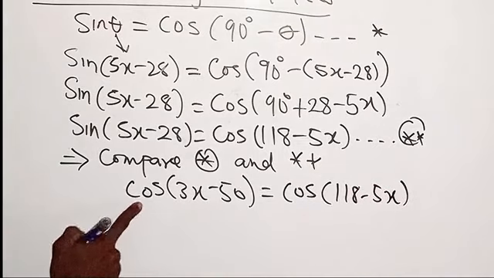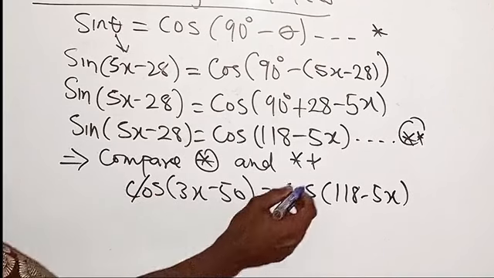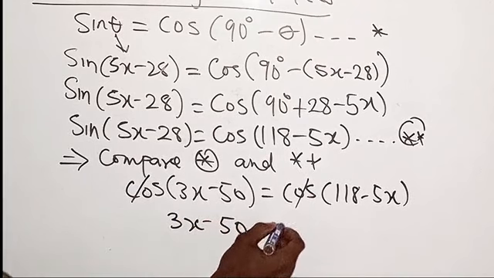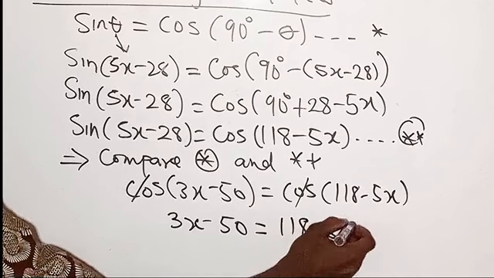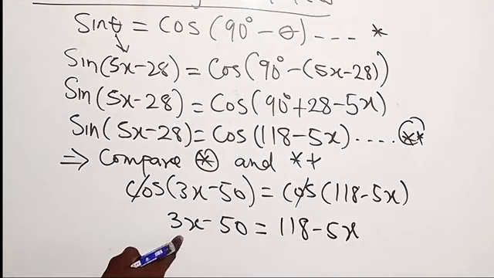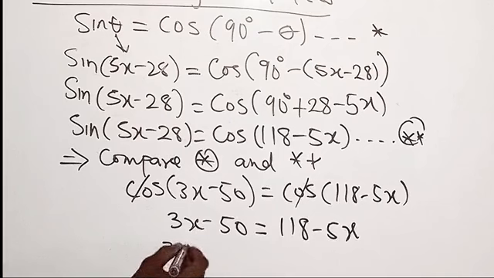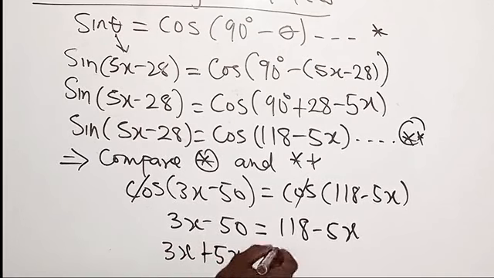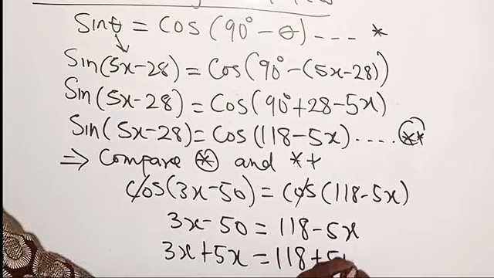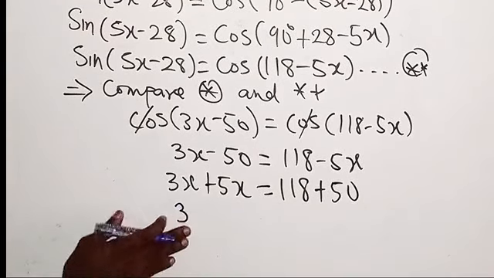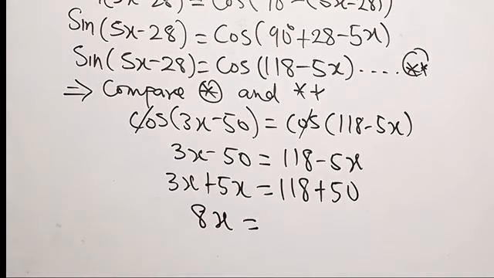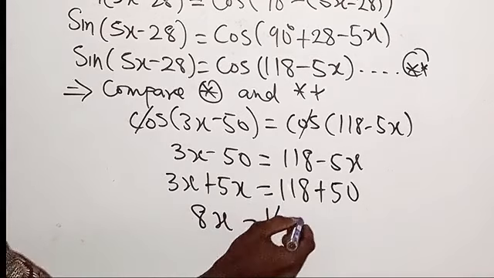So from there, you can see we have cos A, we have cos A, so that can be cancelled out. So we're going to have 3x minus 50 equals 118 minus 5x. Now from here, let's try to collect like terms. So minus 5x will be transposed to the left hand side. We're going to have 3x plus 5x, then 118. This minus 50 will be transposed to the right hand side, we have 50. So 3x plus 5x will give us 8x equals 118 plus 50, which is 168.